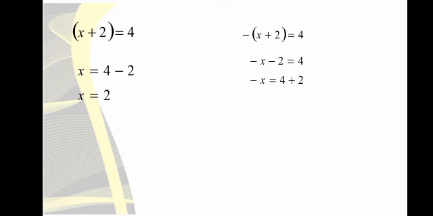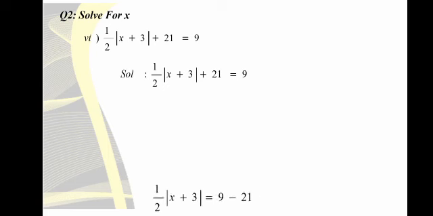Minus x minus 2, because of the negative sign the sign will be changed, equals 4. Minus x is equal to 4 plus 2. Minus x is equal to 6. My negative sign will move to the other side. So x is equal to minus 6. So the solution set is 2 and minus 6.